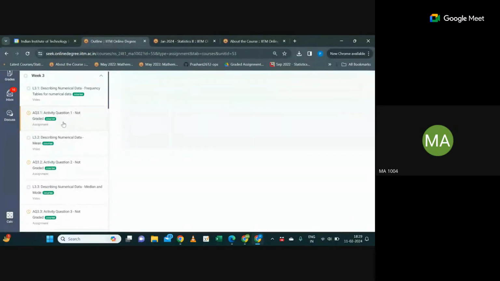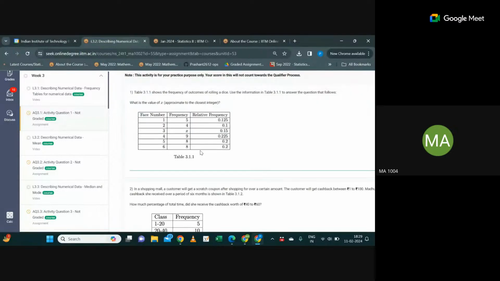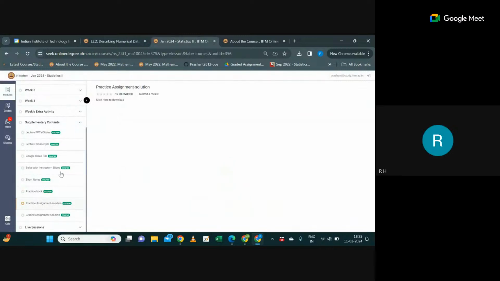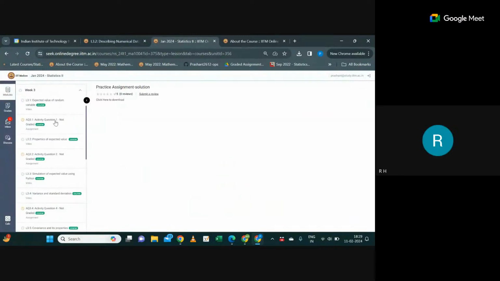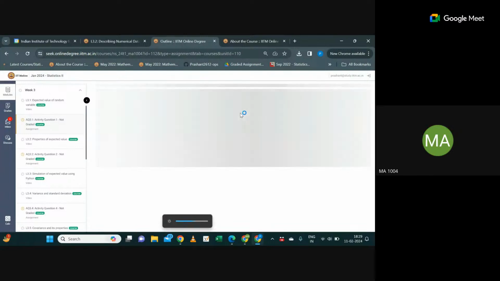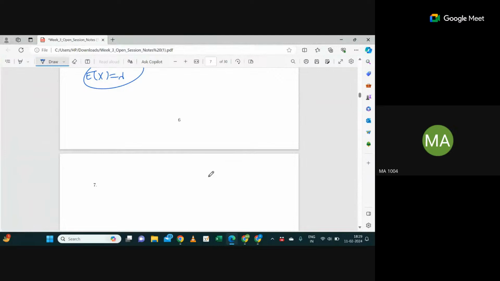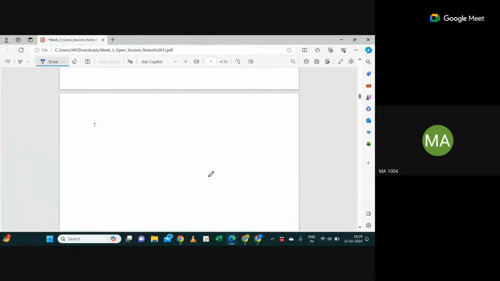Any one of you have a doubt regarding activity 3.1, or is this clear? Any doubt in activity 3.1, or should we move on? No one? No, sir. Okay, no problem. Then let's move to the next topic. I think the next topic is some properties of expected value. Let's discuss it quickly.